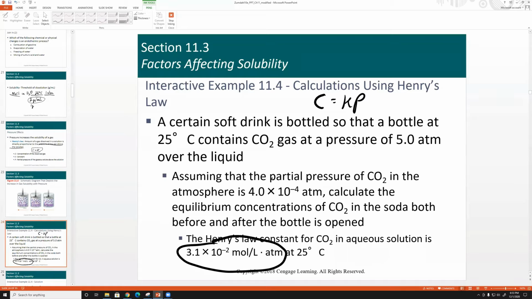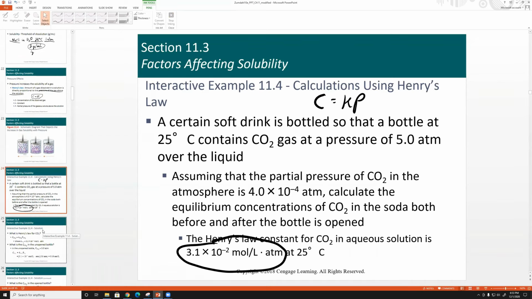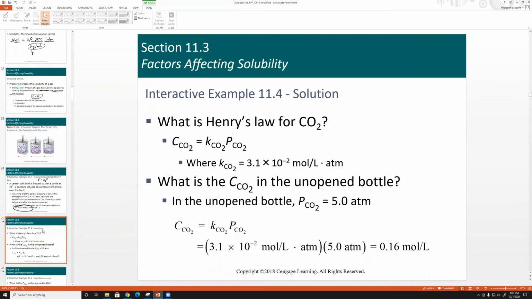So now we know we've got the partial pressure in the atmosphere. Okay, so we have 5 atm, which is the partial pressure of the CO2 above the liquid. So that'd be our first P. And then we solve for the concentration. Let's just look at the work, because there's not enough room here.